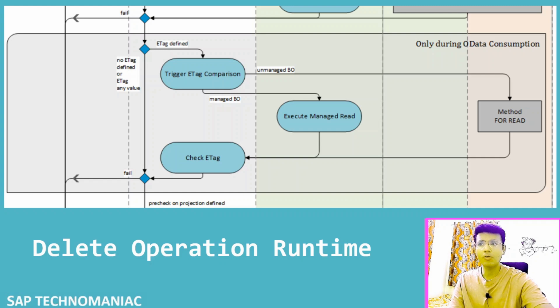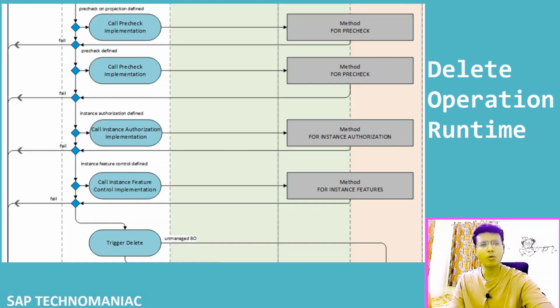Once the lock implementation got called, if you are calling this particular BO through the OData service or front-end Fiori through OData service, not using the EML statement, then it will compare the ETAG as well. Before comparing the ETAG, it reads the data from the database and checks whether somebody else changed the data or not. Once the ETAG comparison is done, it will go through all the implementations like pre-check defined in the projection layer. Then if pre-check is defined in our interface layer, then after that it will check the authorization instance, or if you define some instance authorization and instance feature control, it will check as well. Once everything is okay, it will trigger the delete operation.